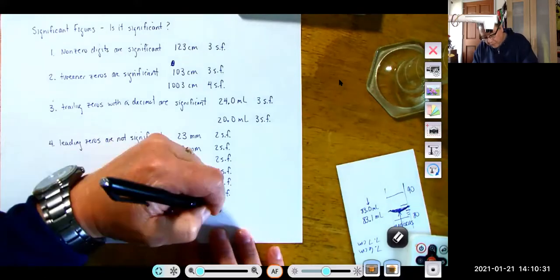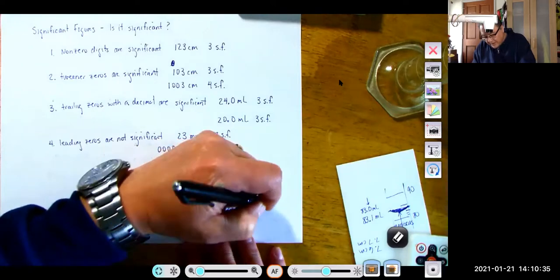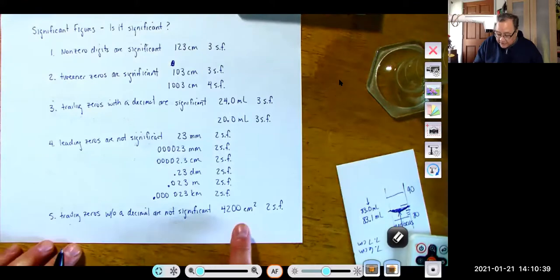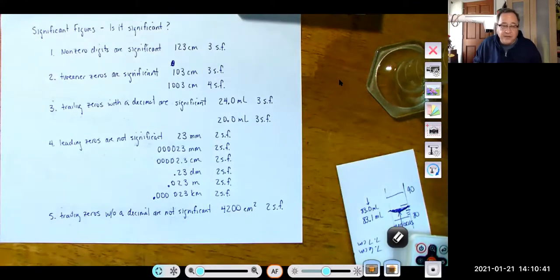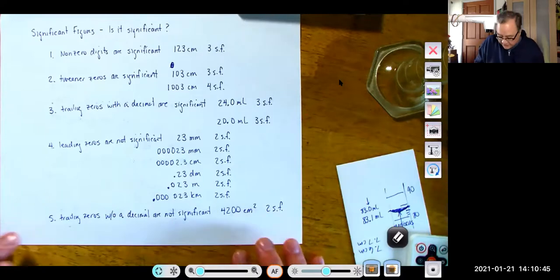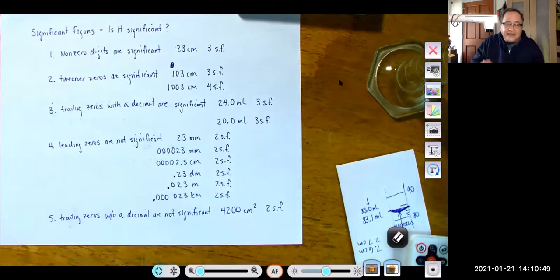So if we write 4,200 centimeters squared, that's two significant figures. Trailing zeros, no decimal. Now that doesn't mean we don't know where the decimal is. We know where it is. It would go after this last zero. But the fact that we don't see it means that these zeros don't count.